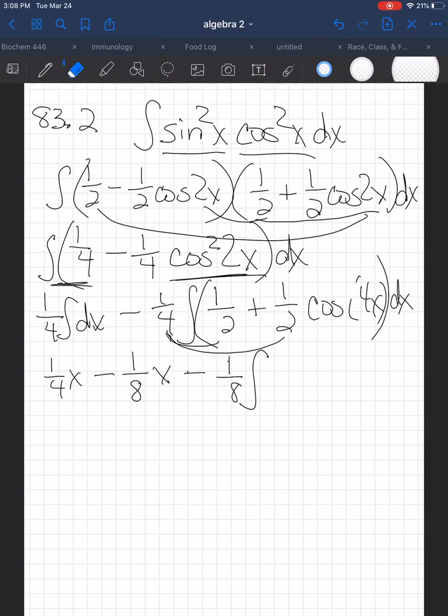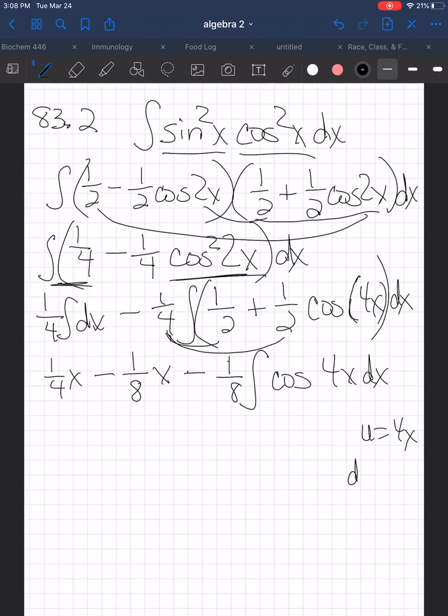That's just cosine. All right. So minus 1/8 times the integral of cosine 4x dx. And then we have our u is 4x, our du is 4 dx. So there's that 4 that's not here.